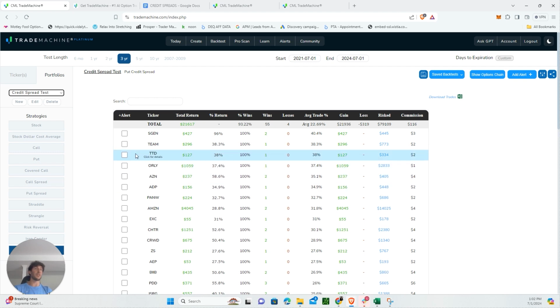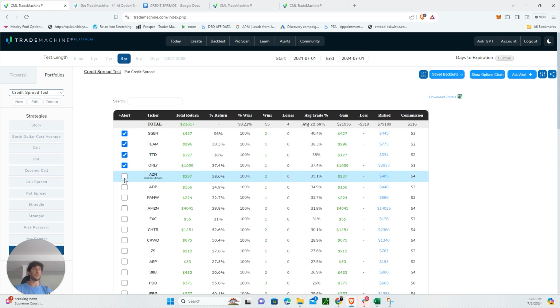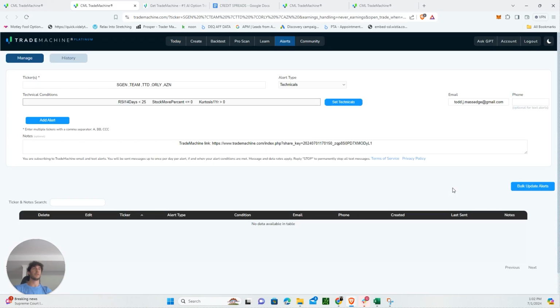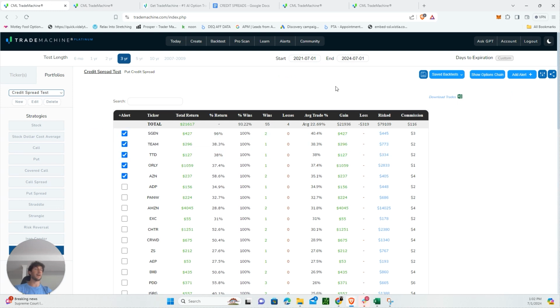And again, since we know this has been proven to work, what we can do is just go through and select all these trades, then go to your add alert. I'm not going to do it right now. If we hit add alert right here, we'll get an email anytime something sets up with this, right? Because again, it's powered by Trade Machine's proprietary AI, and clearly you can see the results are pretty massive.